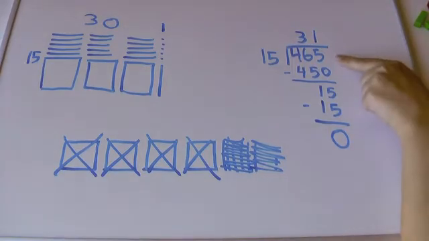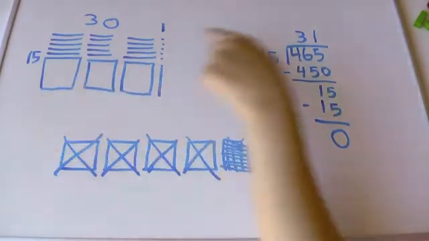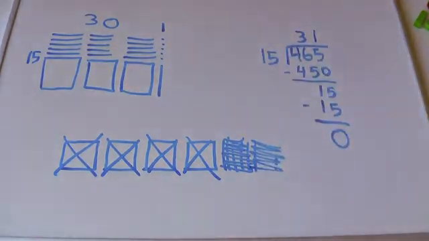So I have made a rectangle out of 465. On one side is 15, right here. And the other side, I found out, is 31.